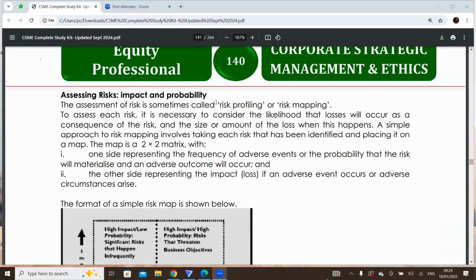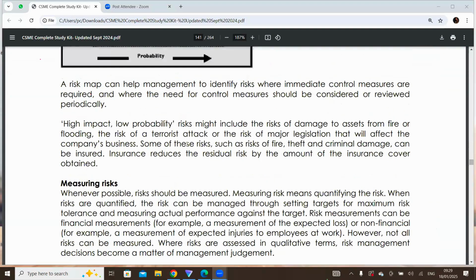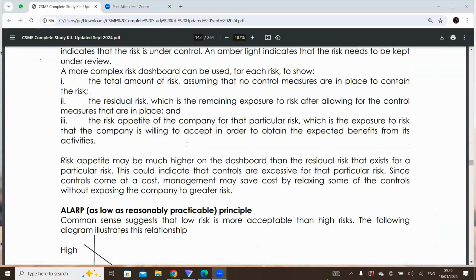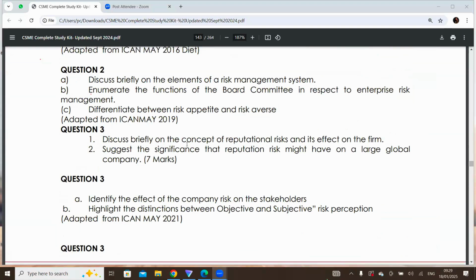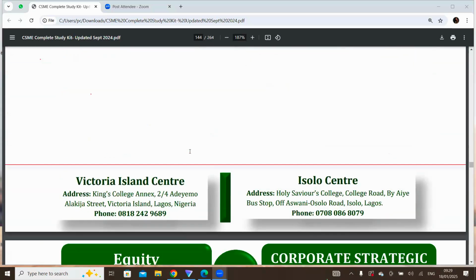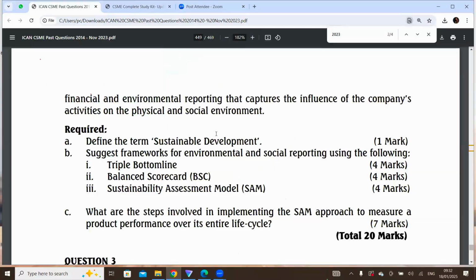So I don't want us to rush this. I don't want us to rush this at all, but I really want us to take questions. Risks, not measuring risks. So I think we'll continue next class. Now, I want us to take exam questions before we even move further. I've sent the compilation of the past questions.